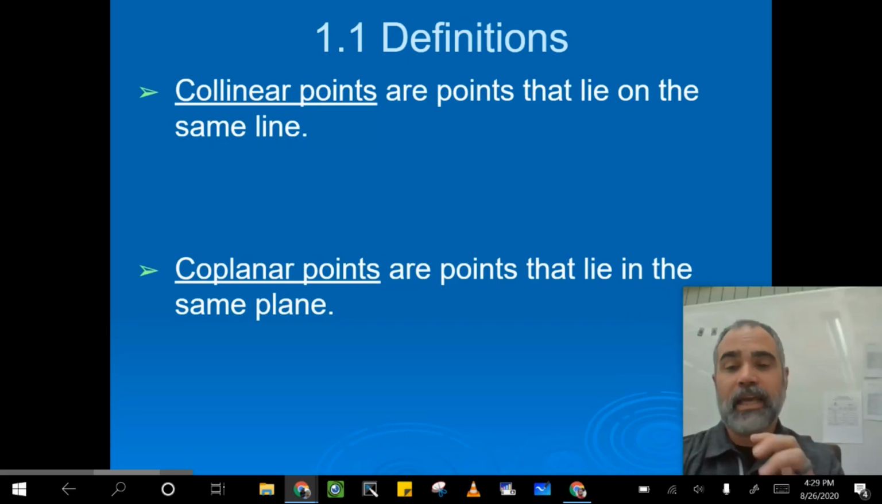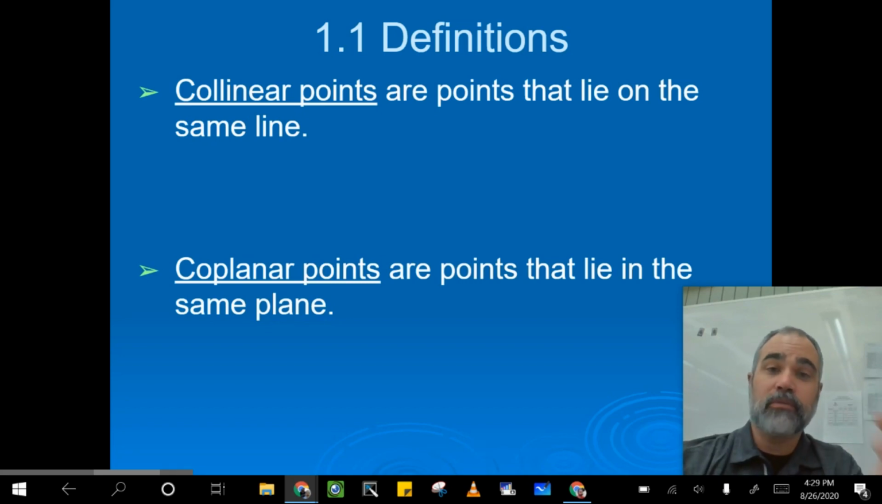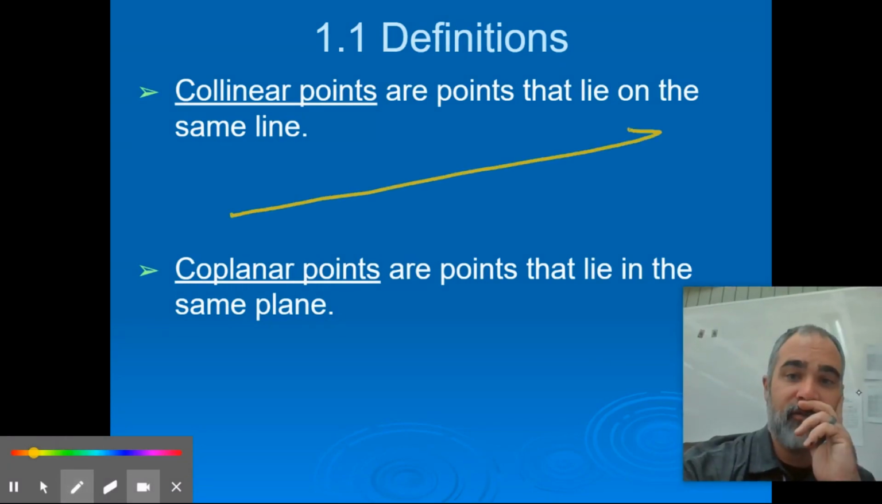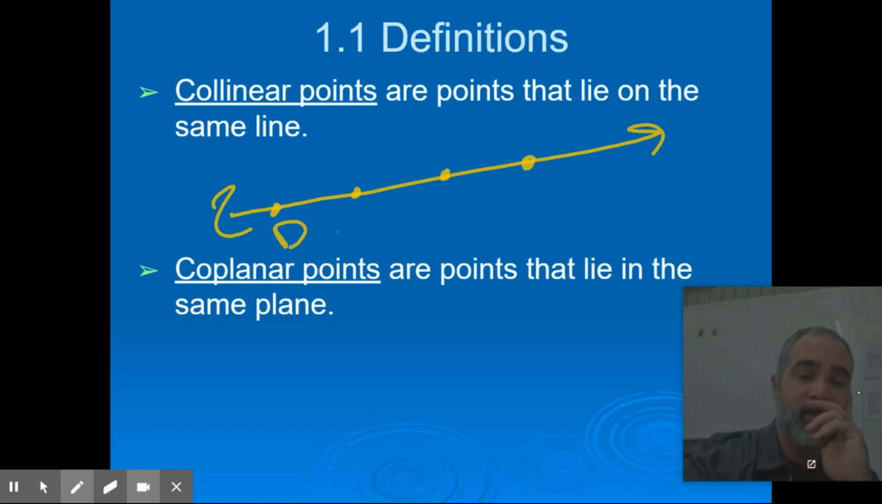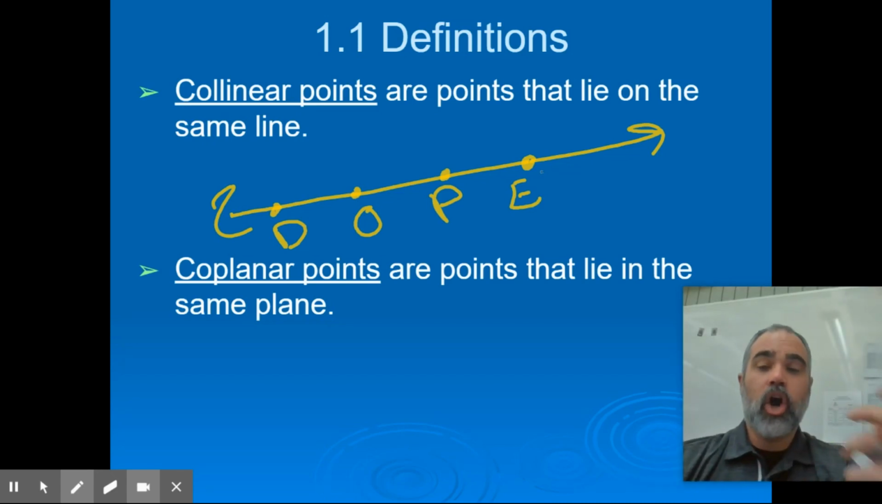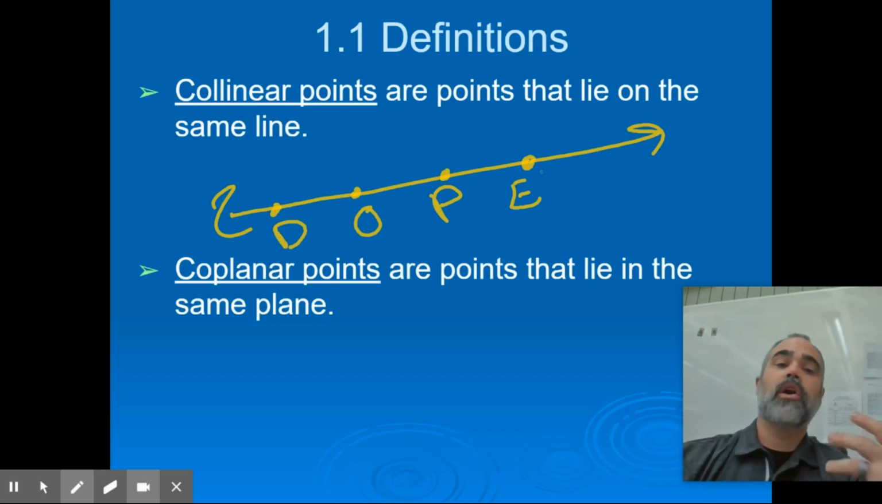Collinear. I want you to say that with me out loud as you're looking at the screen. Say that. Collinear. And all that means are points in the same line. So points in the same line are collinear. So if you've got a bunch of points here, so maybe I have the points D, O, P, E. So I would say that O and E are collinear because they're in the same line. D and O are collinear. So any points that are on the same line we say are collinear.